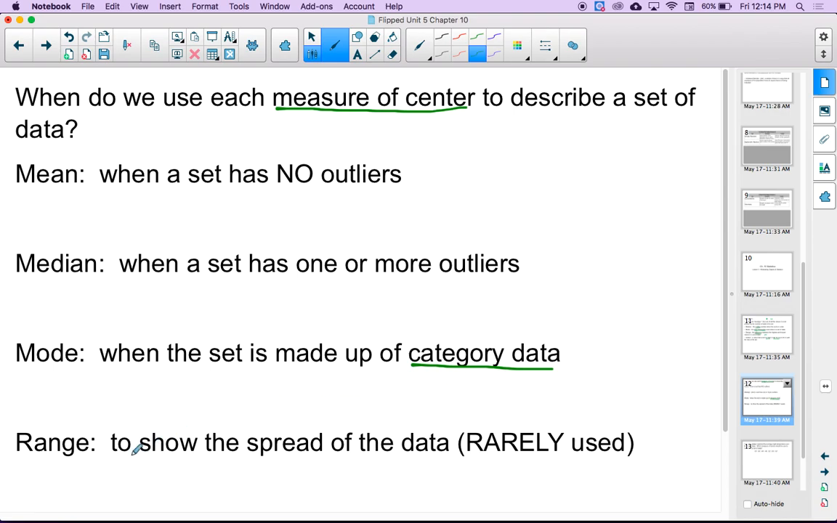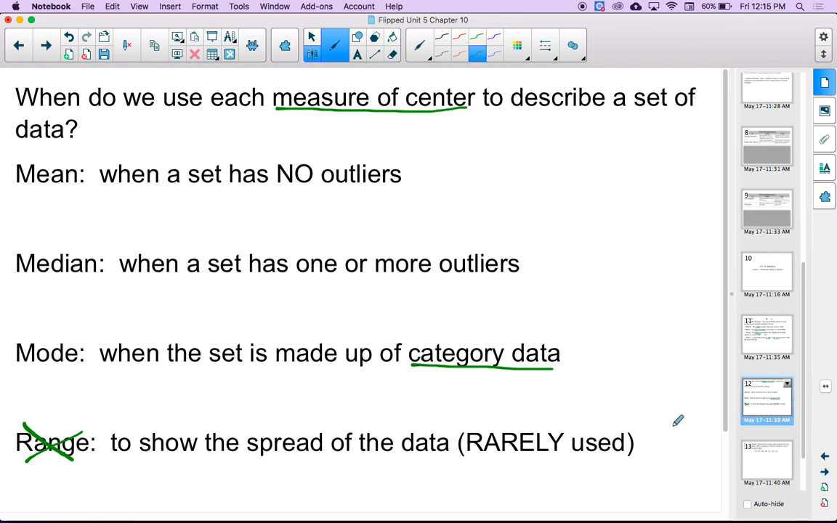And the last measure of center, this is the range. It's used very, very seldom, so I'm going to put an X through it. We use it to talk about the spread of the data, but it's used so infrequently that I want you to put an X over it. These are the three measures that we use to describe a set of data.